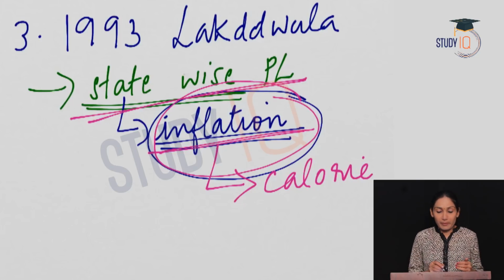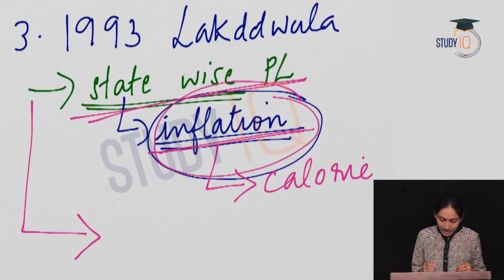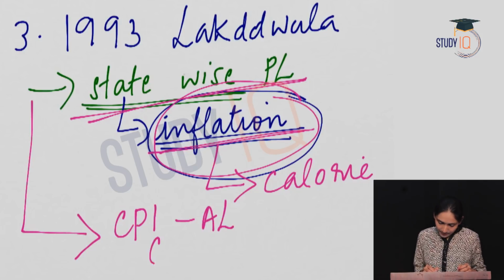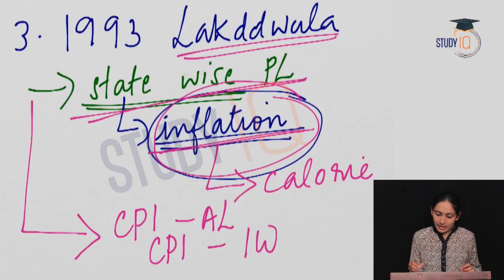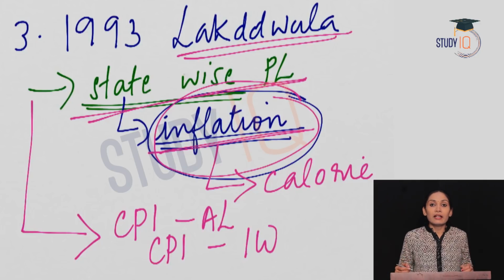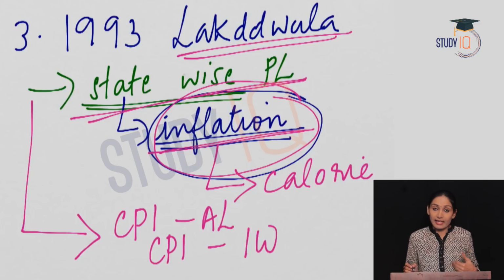We still follow the recommendation of this committee when we estimate the CPI for agricultural laborers and the CPI for industrial workers. So this committee's recommendation of including inflation in the estimation of the poverty line still stands relevant.